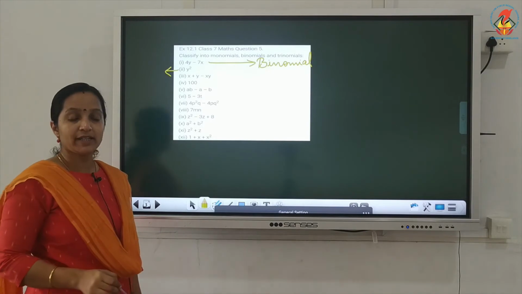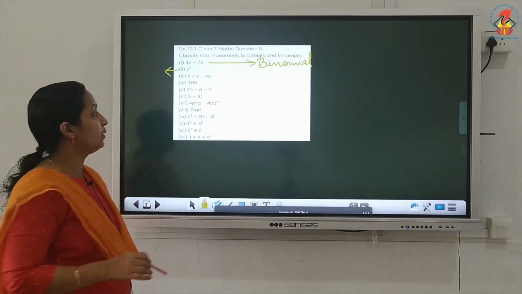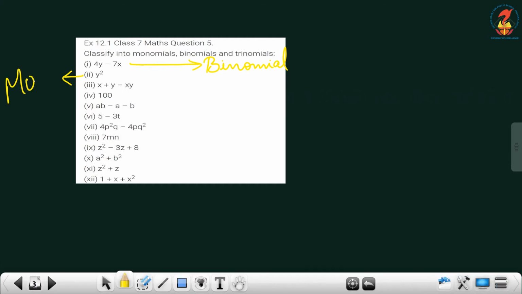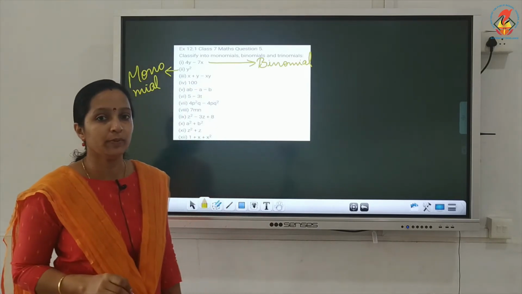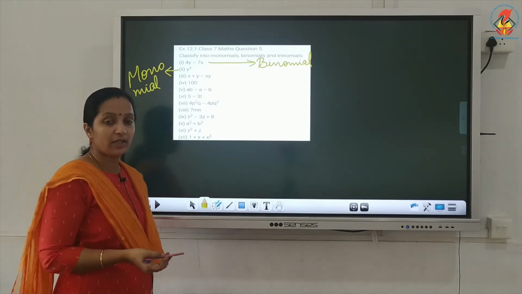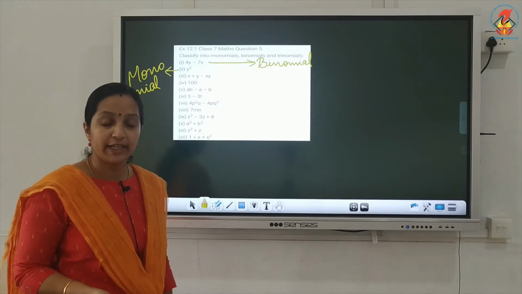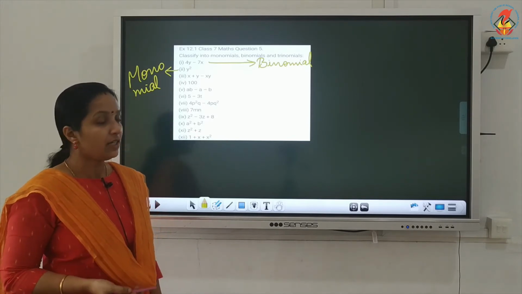Now look at the second question. y square. y square means what? It's only one term. One term means what name will we say? Monomial. An expression which contains only one term is called a monomial. If two unlike terms, we can call it a binomial. And if it contains three terms, we can call it a trinomial.